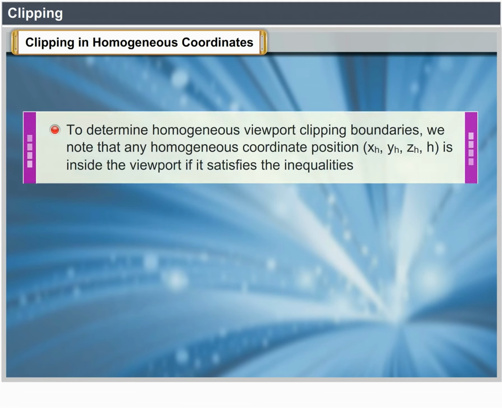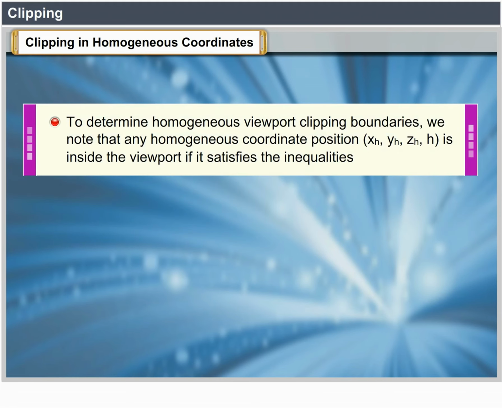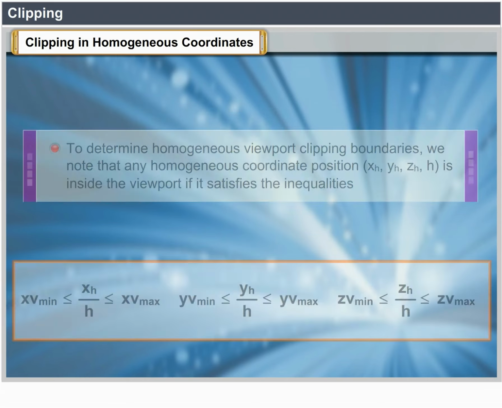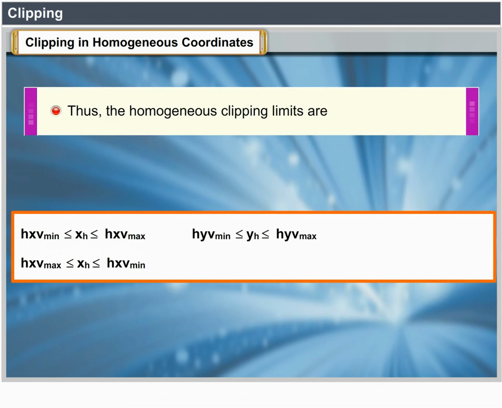To determine homogeneous viewport clipping boundaries, we note that any homogeneous coordinate position (xh, yh, zh, h) is inside the viewport if it satisfies the inequalities: xh over h lies between xv min and xv max, yh over h lies between yv min and yv max, and zh over h lies between zv min and zv max. Thus the homogeneous clipping limits are as shown below.